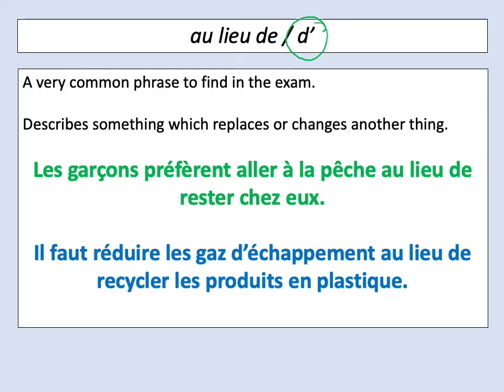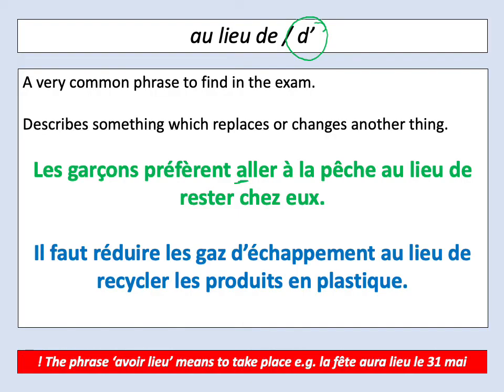The de sometimes might become d apostrophe. So we could have done here, au lieu d'aller à la pêche. So let's flip that on its side. Les garçons préfèrent rester chez eux au lieu d'aller à la pêche. Sometimes that might change the way that you hear it, particularly in the listening. And one little warning thing here. This comes up quite surprisingly as well.